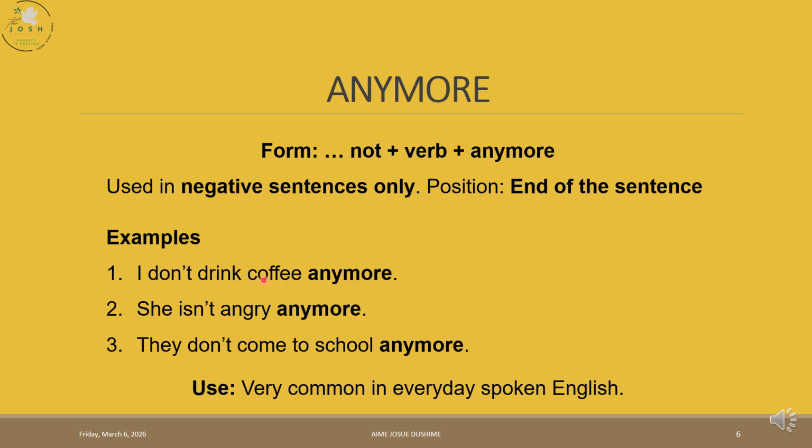I don't drink coffee anymore. She isn't hungry anymore. They don't come to school anymore. The same structures as the previous any longer thing. You see, it has a negative: don't, isn't, don't. Like remember I told you, when you use is, are, it is followed by an adjective or noun. Simply like that. Then put anymore.